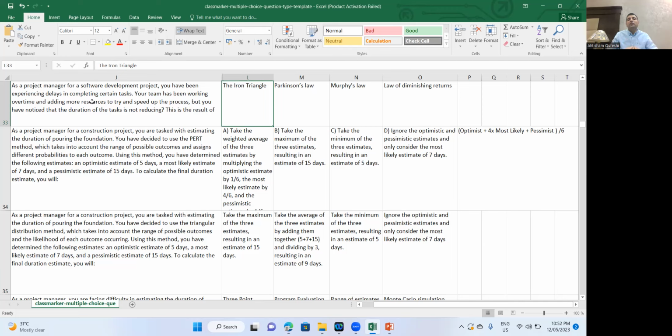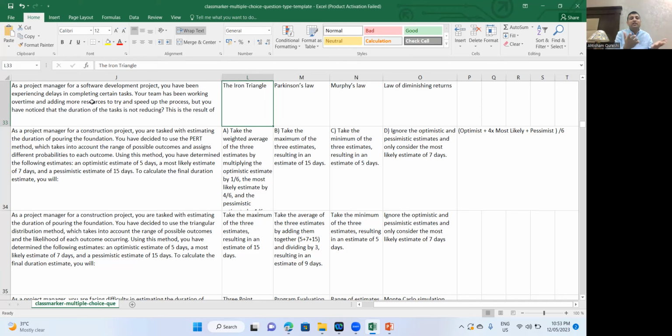So the question relates to which of the options? You have noted the duration does not decrease as a result of Parkinson's law. What is Parkinson's law? Parkinson's law means that activity expands to the duration available. It is like the student syndrome: as a student, you will sleep for one month if your exam is after one month, but if you are given one week, you will be prepared in one week. So activity will expand to the time available.